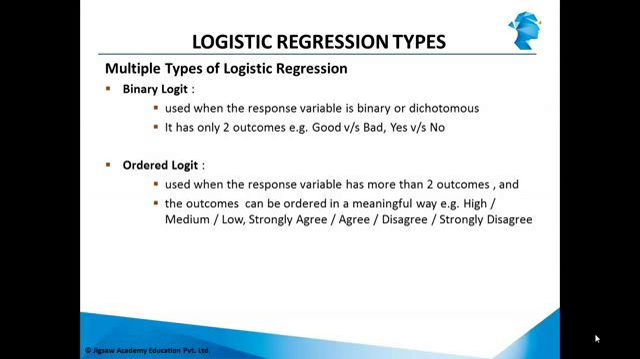So for example, strongly agree, neutral, disagree, strongly disagree. So then there's some ordering of the outcomes. There are multiple outcomes and they can be ordered.